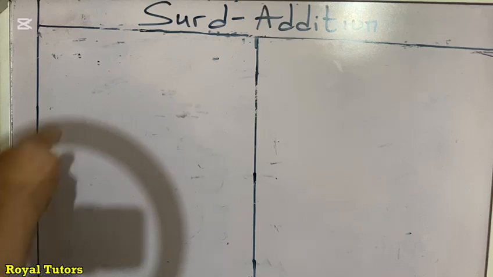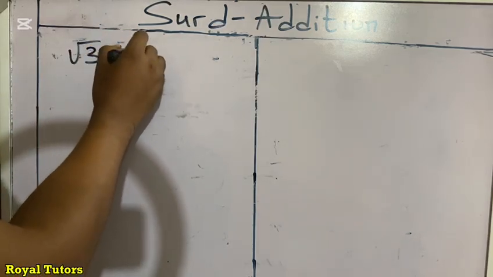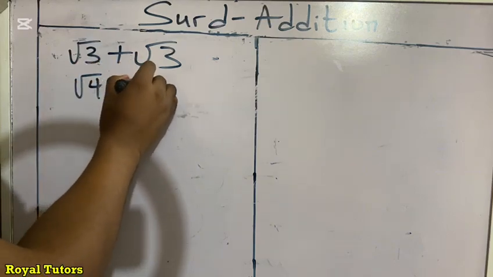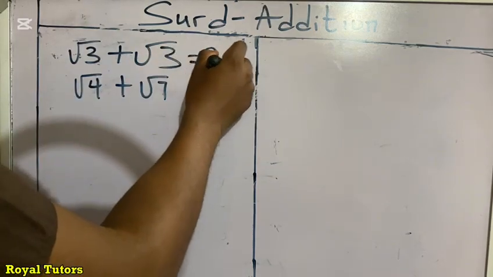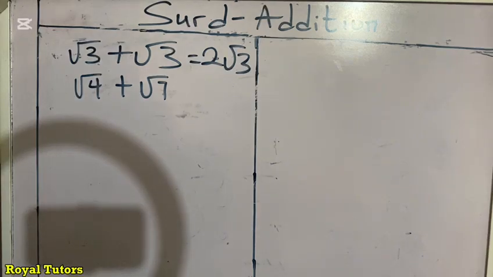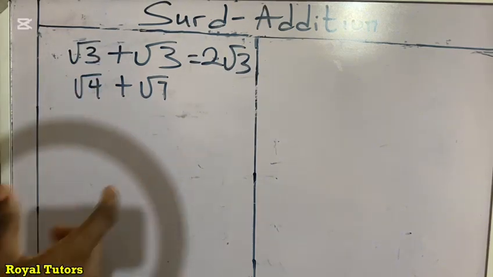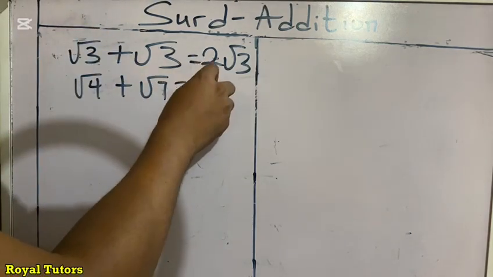The first thing you need to understand is this. Let's say you have root 3 plus root 3, and you have root 4 plus root 7. In this case, root 3 plus root 3, you get 2 root 3. How? Because you have a 1 in front of each one of them before the square root. And for the root 4 and root 7, you realize that what is inside the roots are not the same. So in that case, you cannot add them together. This is not applicable.